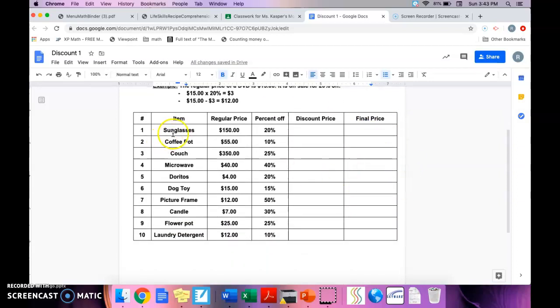So for number one, the item is sunglasses. The regular price is $150, and it's 20% off. So your first step, you're going to want to take 150 times 20%. That'll give you your discount price. And then you're going to take that regular price again and subtract that discount price to get your final price.